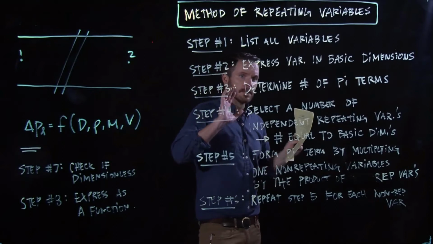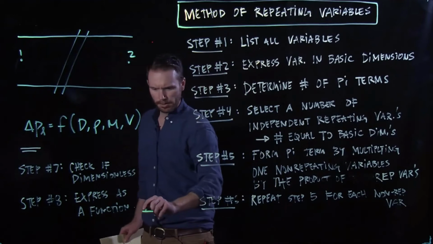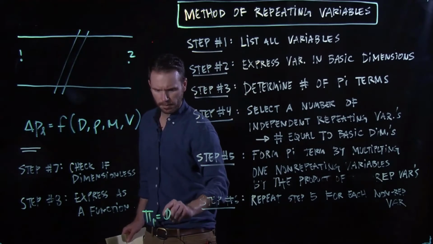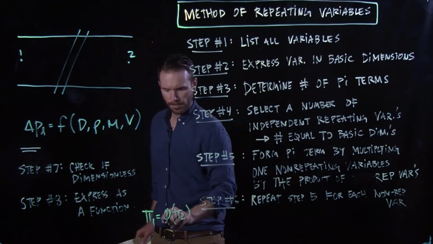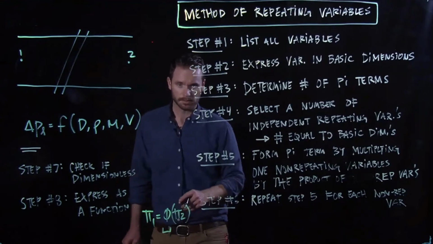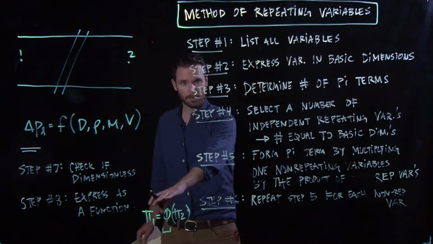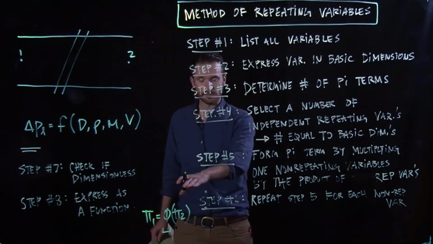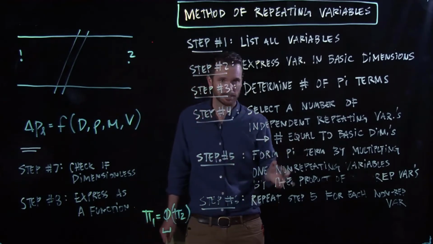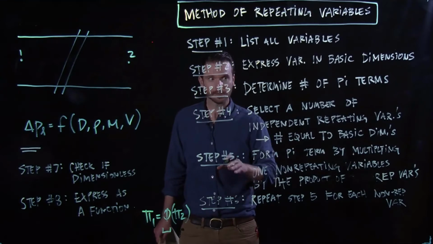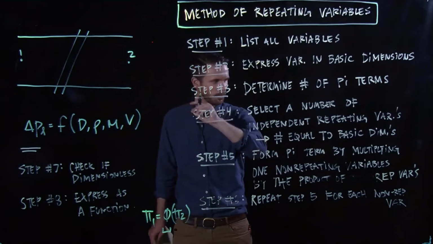Now, it's very important at this point to note that, say, I've got pi 1 is a function of pi 2. I have 2 pi terms that I've determined. This function, the method of repeating variables does not tell you anything about the functional dependence between the 2 pi terms. What we need to do in that case is actually run the experiment to be able to determine this functional dependence, which will allow us to extend it into other properties, right? And so let's go through the method of repeating variables for our pipe flow example in the next part.